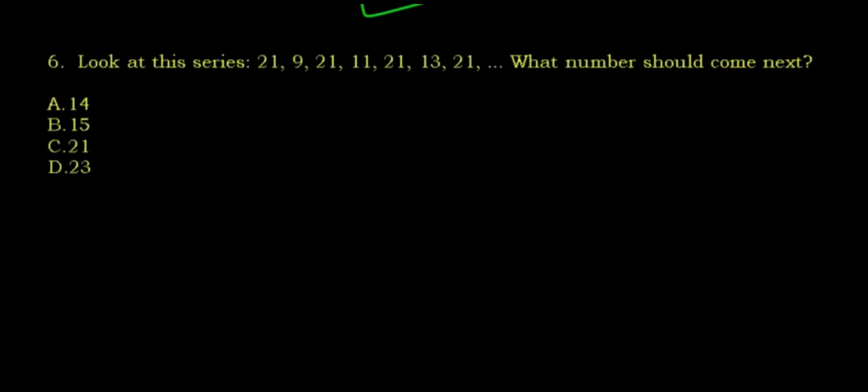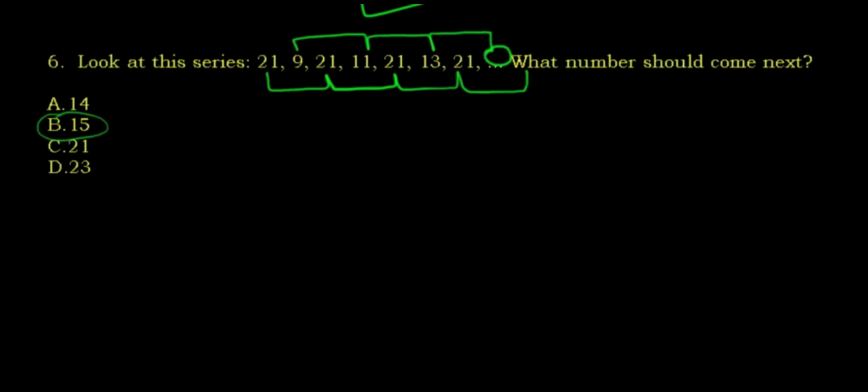Let's take a look at question number 6. Look at the series 21, 9, 21, 11, 21, 13, 21. So 21 is repeating. Every second number is 21. What's happening on the other side? 9, 11, 13, 15. So that number has got to be a 15. As easy as that. How about this one?